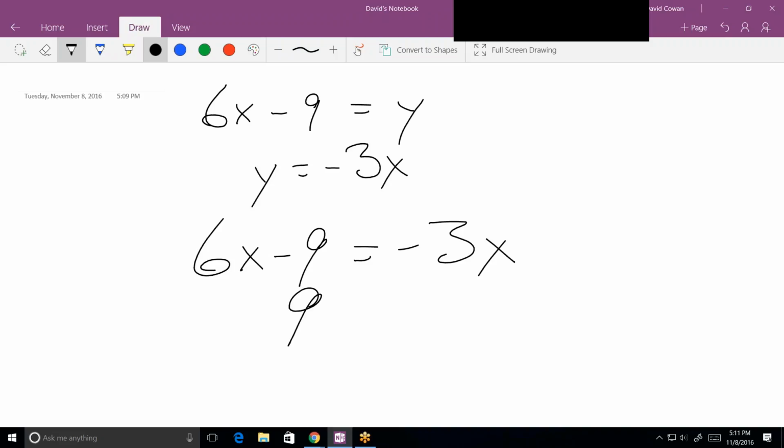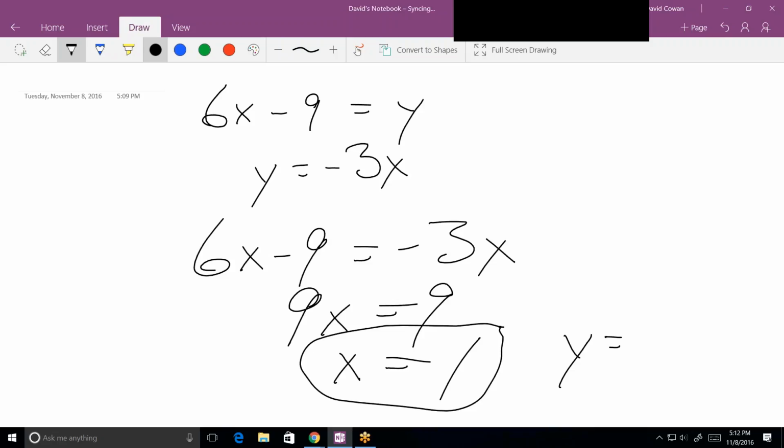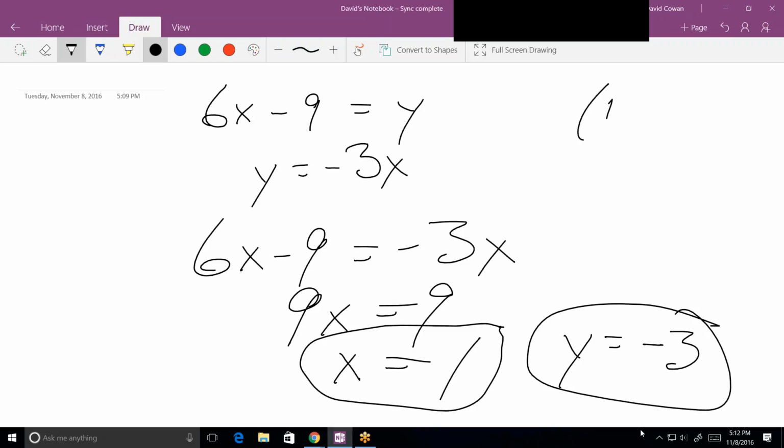So 9x equals 9. There you go. X equals 1. What does y equal? Y equals 1, right? X equals 1. In other words, we got the solution for x, but now we have to solve for y. What's y? So then it's going to be y equals negative 3 times 1. So y equals negative 3. Yeah, and that point, if they want x and y coordinates, it would be that point there. Okay, what else?